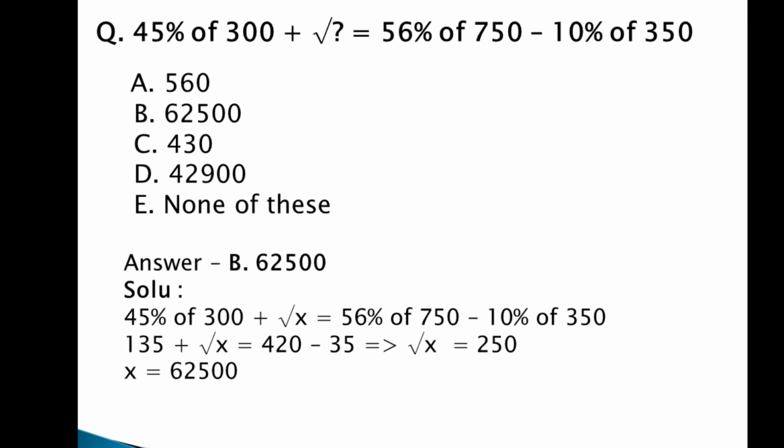Now solution. 45% of 300 plus square root of, instead of question mark we can keep x there, is equal to 56% of 750 minus 10% of 350. So we can write it as 135 plus square root of x is equal to 420 minus 35, which is equal to 385. So square root of x is equal to 250, so x is equal to 62,500. Here option B is our answer, 62,500.